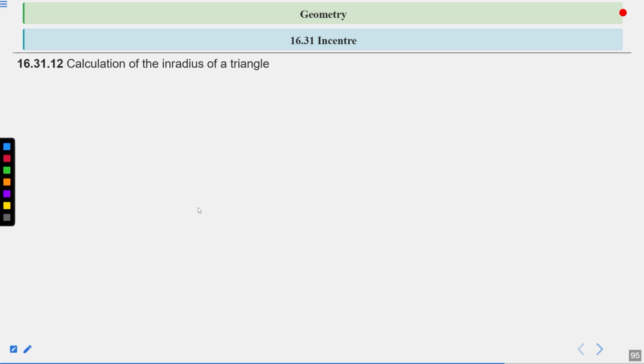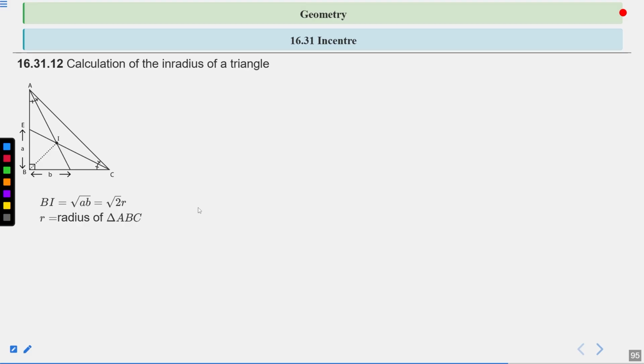Calculation of inradius of a triangle. So this is the diagram. So BI equals under root AB, or we can say that under root 2R. So R is the inradius of the triangle ABC. So we get R equals BI upon root 2, or we can say that under root AB upon root 2. Next one.